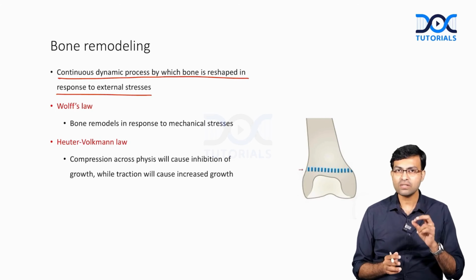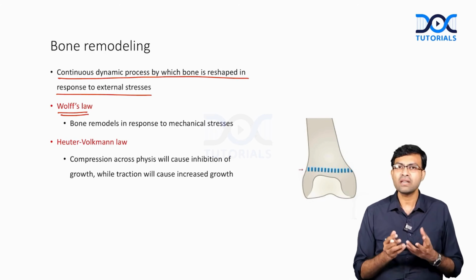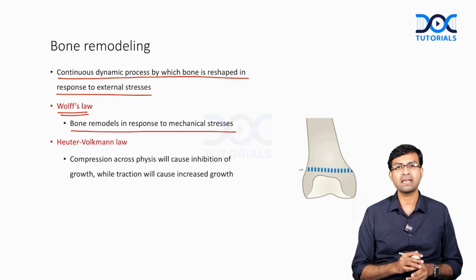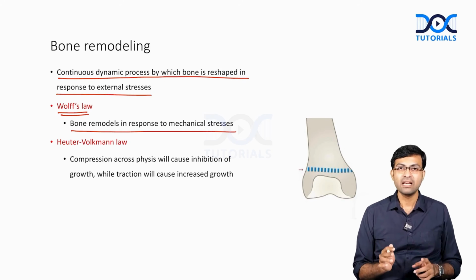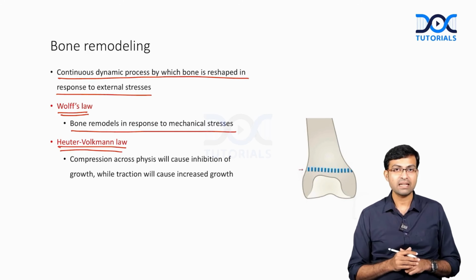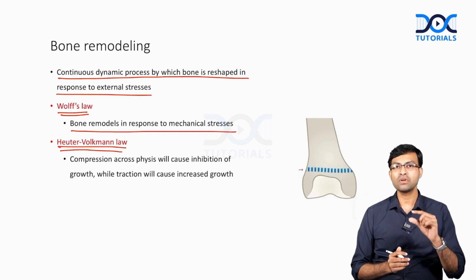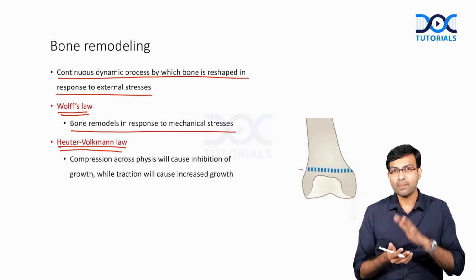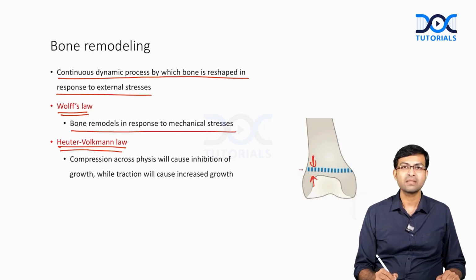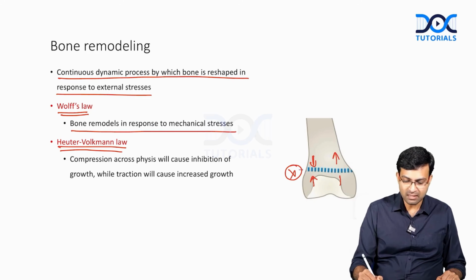There are two laws you need to remember here. One is your Wolff's law. Wolff's law is a very plain statement. It just says that bone remodels in response to mechanical stresses. That is all. Then we have something called Hueter-Volkmann's law. What is that? It is something that relates to the physis in a child. Physis, we know, is the growth plate. What happens if you compress the physis? Tell me. What happens if you compress the physis? It is going to inhibit growth. What happens if you stretch the physis?